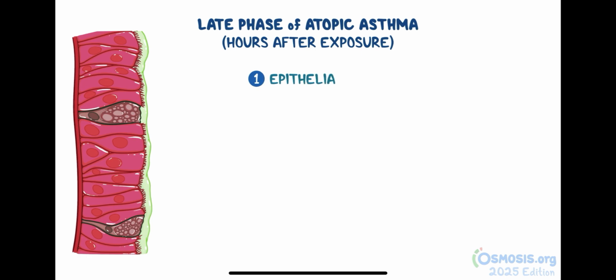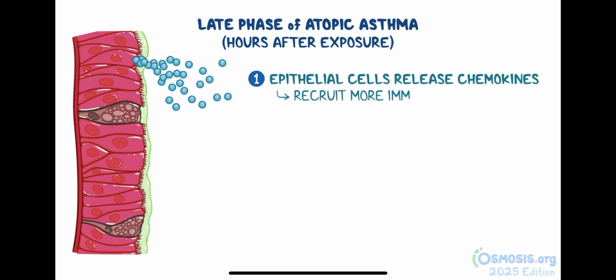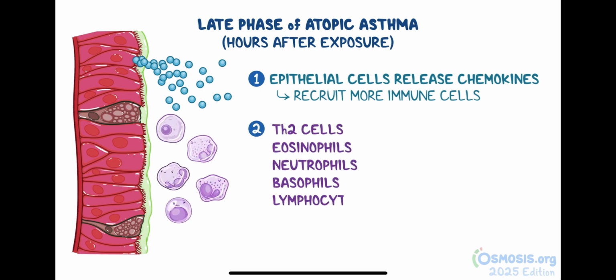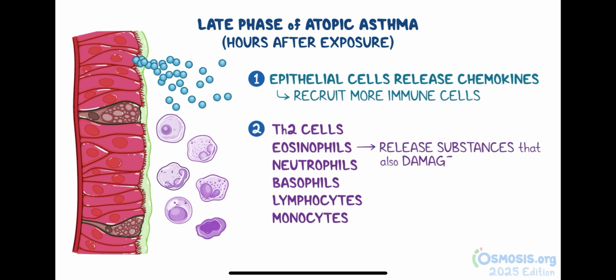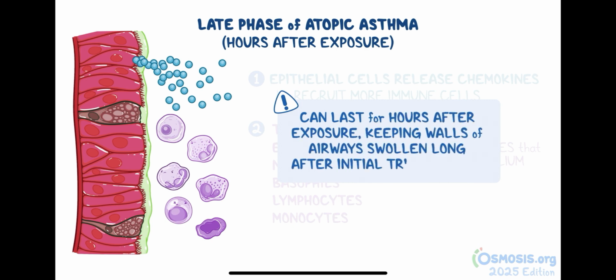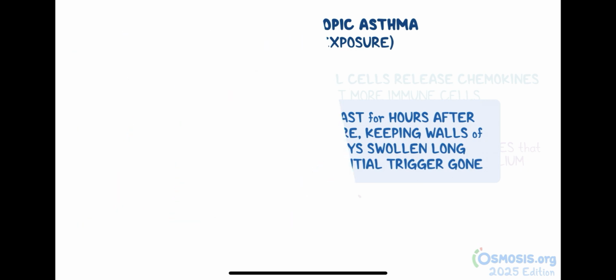Then, hours after the exposure, the late phase of atopic asthma sets in. During this phase, epithelial cells release chemokines to recruit more immune cells to the site. These include more Th2 cells and eosinophils, as well as neutrophils, basophils, lymphocytes, and monocytes. Meanwhile, eosinophils release substances that also damage the epithelium. This late phase can last for hours after the exposure, keeping the walls of airways swollen long after the initial trigger is gone.